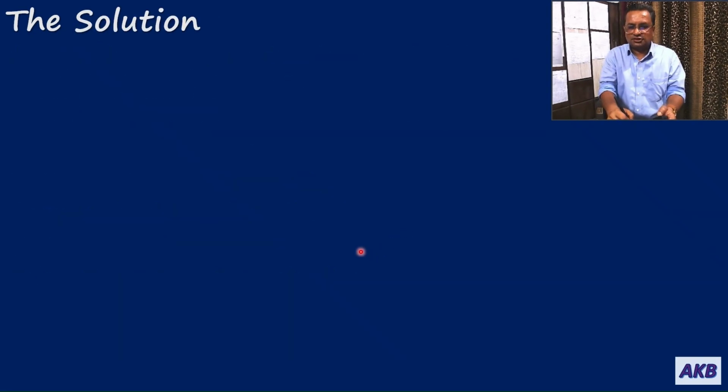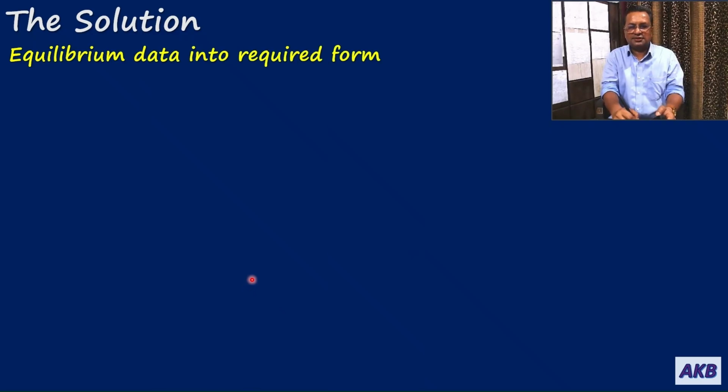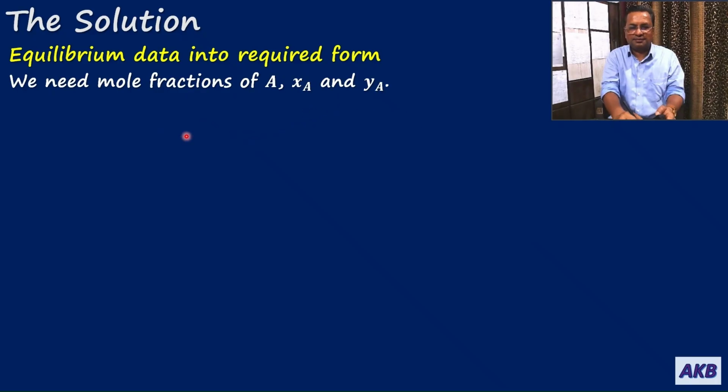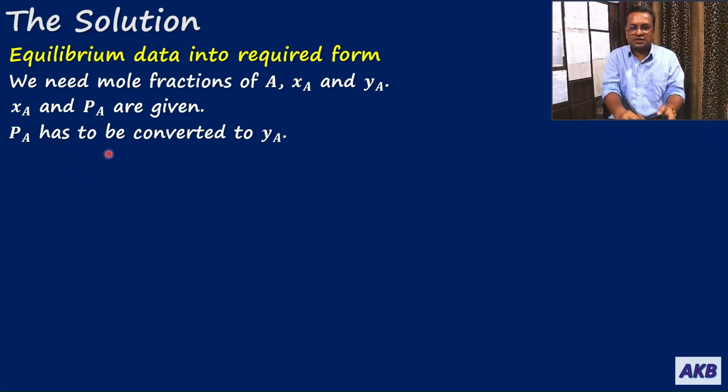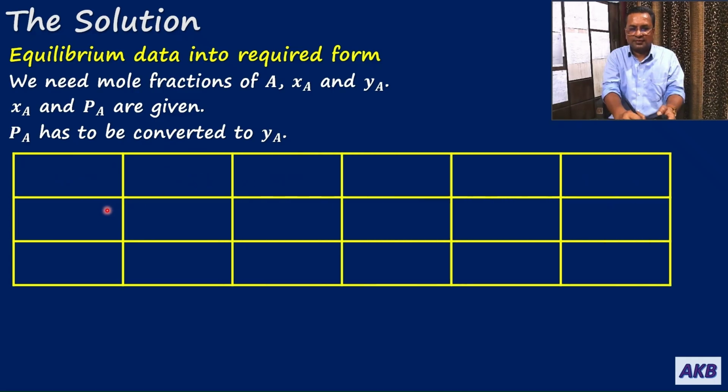Now let us start solving this numerical. So first step is we will be converting the given equilibrium data into the required form. So we need mole fractions of E, XA and YA. They have given us XA and PA. So XA is already there. We need to convert PA, the partial pressure, into YA. And let us understand how to do that.